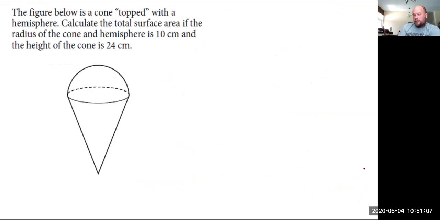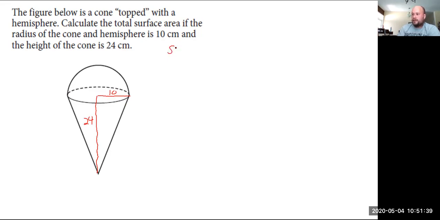So let's just do the cone with the hemisphere on top. This one says the figure below is a cone topped with a hemisphere. Calculate the total surface area if the radius of the cone and hemisphere is 10 centimeters and the height of the cone is 24. So let's draw on here those two values. So this is 10 and this is 24.